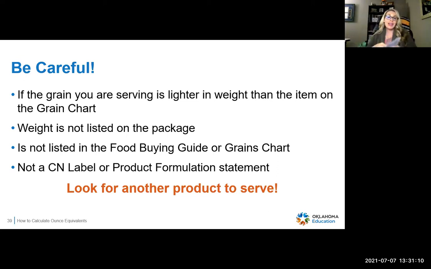If there's no weight listed on the package, let's just say it says 1 slice of bread, but it doesn't say how many grams that 1 slice is, then I would definitely want to use a different product, if it's not listed in the food buying guide or grains chart. So again, if it's not in the crediting handbook, if it's not in the food buying guide, or if you can't find the item on here, I would not serve the item. That means it's not allowable for CACFP. Before you serve it, if you can't find it anywhere, talk to your consultant or ask us here at the office. If it's not on a CN label or a product formulation statement, I would probably look for a different product to serve.